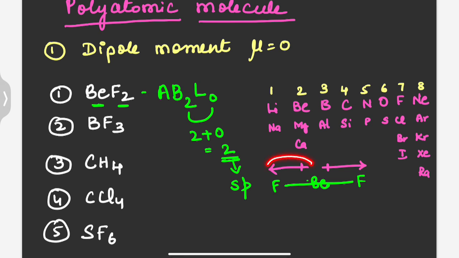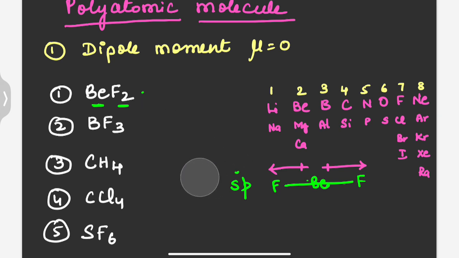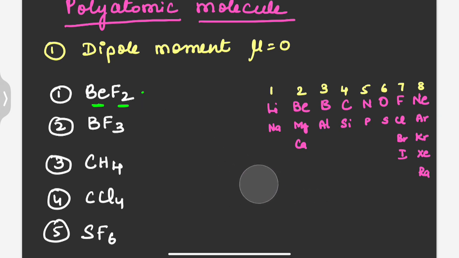So here they are in opposite directions, so their values will get cancelled. Since dipole moment depends on direction, here the dipole moments will cancel each other. Therefore the dipole moment will be equal to 0. So for the first molecule, the dipole moment is 0 because the structure is linear. We'll see the second one.